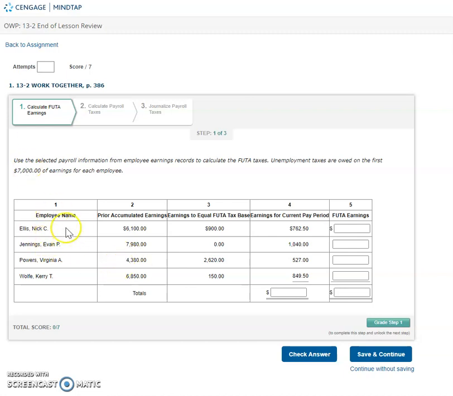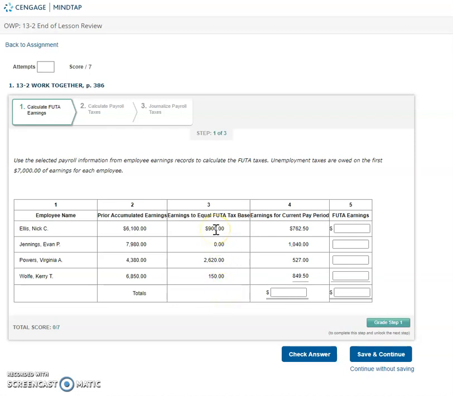So in this table here, they're giving us the employee name. They tell us the prior accumulated earnings. They tell us the earnings to equal the FUTA tax base and the earnings for current pay period. We then need to figure out the FUTA earnings. In the future, they fill this column in for us. In the future, though, we will need to be able to fill this column in. So I'm going to go through that as we're going through.